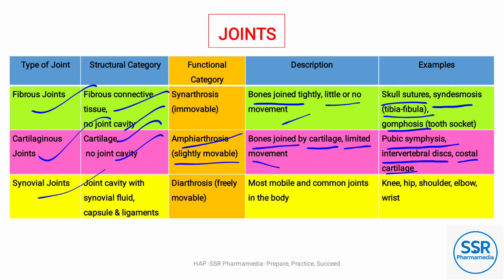So synovial joint has a joint cavity with synovial fluid. Capsules and ligaments are present. The functional category is diarthrosis, freely movable. Description: the most mobile and common joint in the body. Examples: knee, hip, shoulder, elbow and wrist joints.